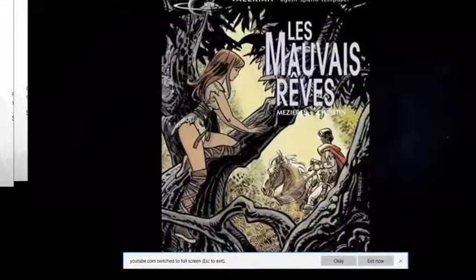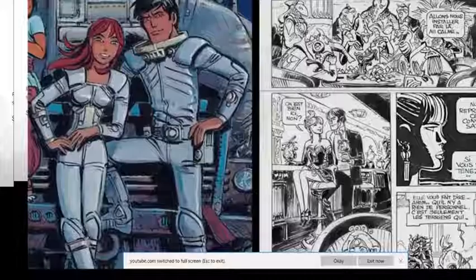Ten years ago, no one was allowed the first album of this comic book project. And I was like, oh my god, what is this thing?